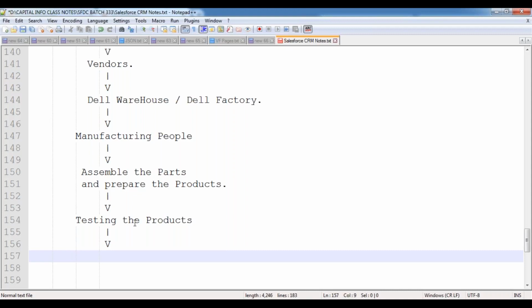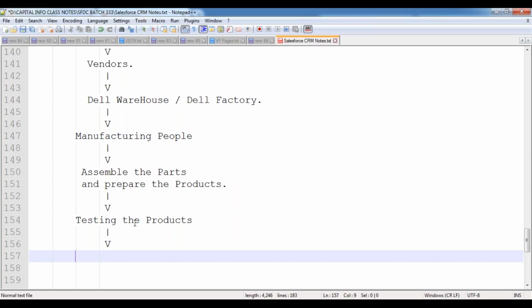What colors are available? How does the design look? What features and configuration are available? What discounts, benefits, and services are they offering? What is the price of the product? Everything, we know that. We know the whole information about this product, but this product is not utilized by the Dell people. These are going to be utilized by the common people.